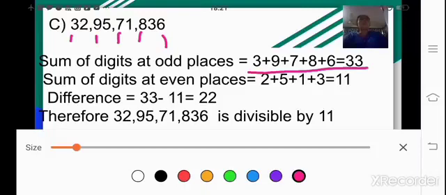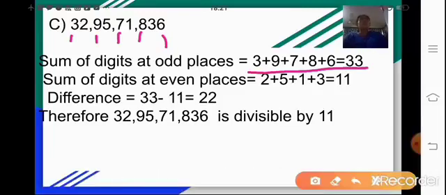Now which is the number in the even place? Second number 2, fourth number 5, sixth number 1, eighth number 3. Okay, so 2 plus 5 plus 1 plus 3 will give you 11. Now what you have to do? You have to find the difference. Now 33 minus 11 is 22.